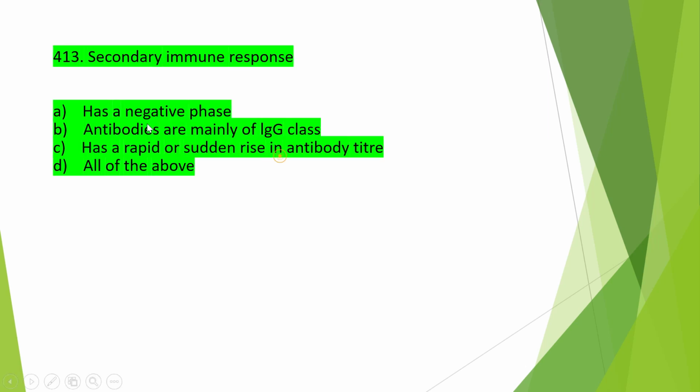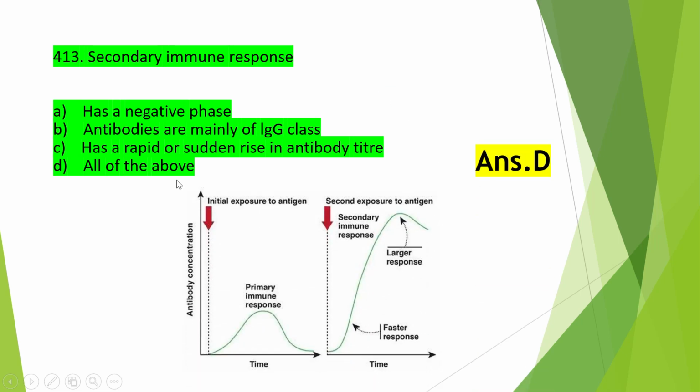And move on to the next. Secondary immune response has a negative phase, antibodies are mainly of IgG class, or has a rapid or sudden rise in antibody titer, or all of the above. So for the secondary immune response, the option is D, all of the above.